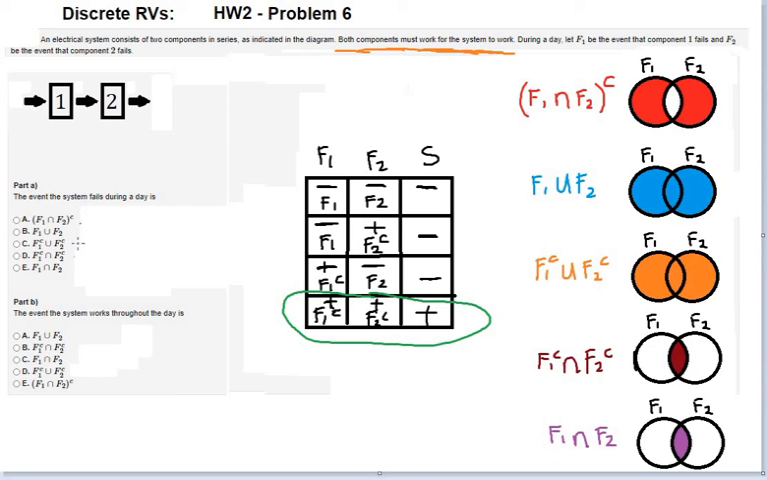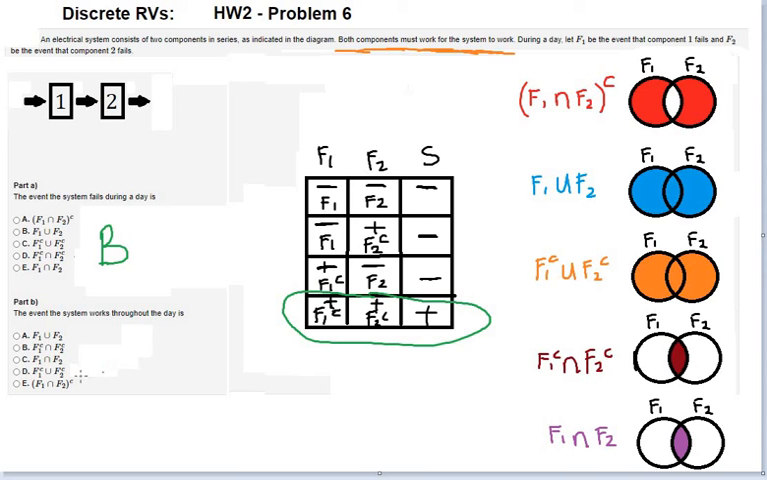In the first part, they are asking for the event that the system fails. So here F1 union F2 is already the answer because they are already fail, fail, and the union of two fails is still fail. So we don't even need to check the others and go into details. Because F1 and F2 are defined as fail, their union is already fail. The event the system works throughout the day is only this condition, which is F1 complement and F2 complement. That's it.